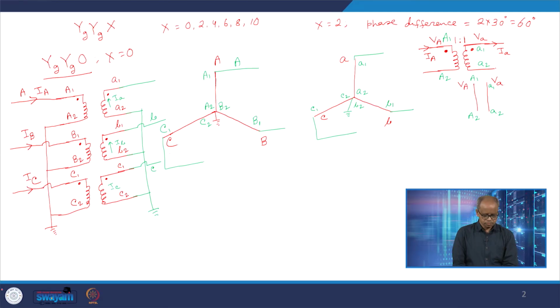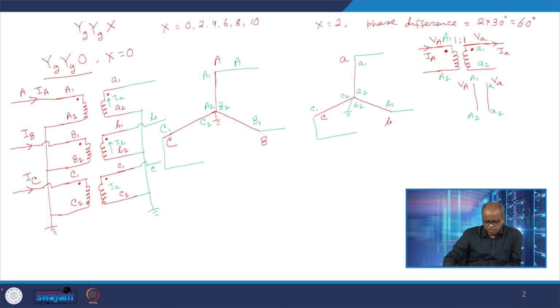So, in the last lecture, we looked into the phasor diagram as well as the connection diagram for a YgYg0 transformer. For a very brief recollection, YgYg0 means that there is no phase difference between the primary side phasor voltage and the secondary side phasor voltage. For this type of connection, or rather any kind of connection, as we will show later on also, there is a very simple method to find out the phasor diagram as well as the connection diagram.